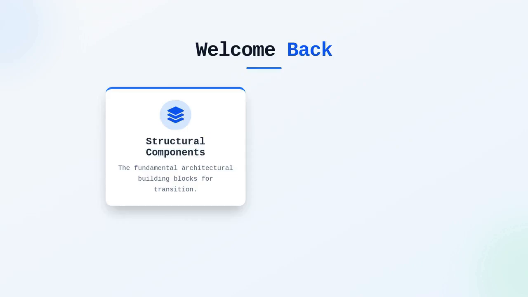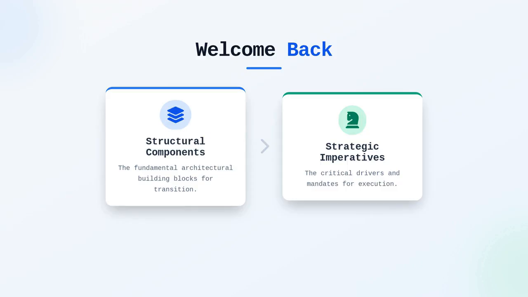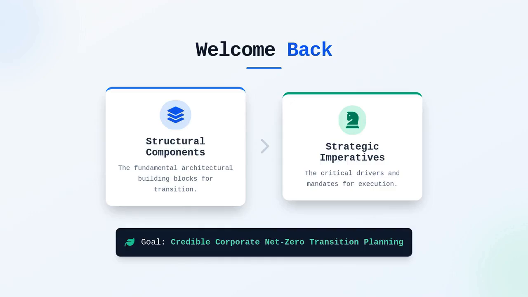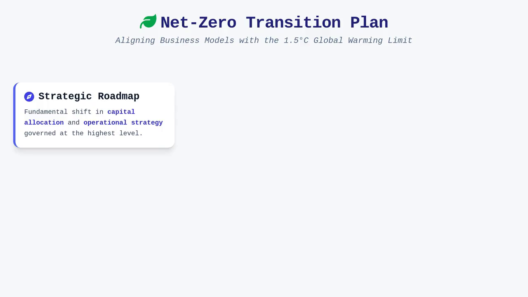Welcome back. In this lesson, we will examine the structural components and strategic imperatives required for credible corporate net zero transition planning. A net zero transition plan functions as a roadmap for an organization to align its business model, operations, and entire value chain with the goal of limiting global warming to 1.5 degrees Celsius. This is not merely an exercise in carbon accounting, but a fundamental shift in capital allocation and operational strategy that requires oversight at the highest level of governance.